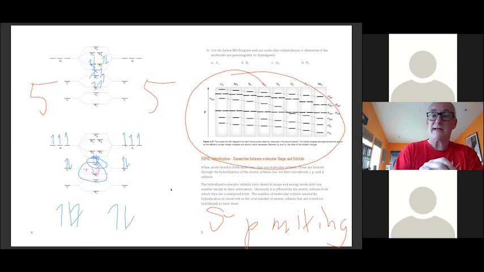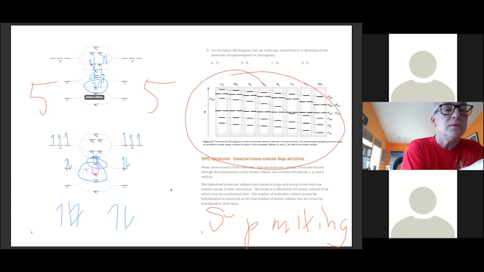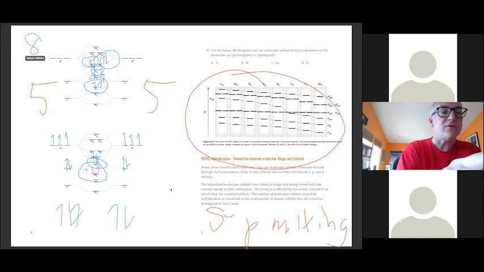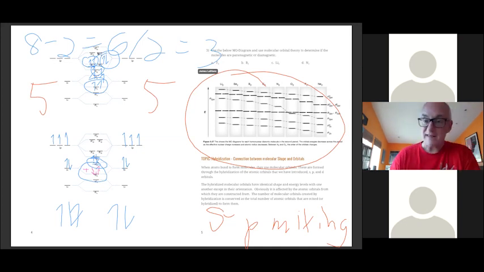So when we look at the bond order, I've got 2, 4, 6, 8 in bonding orbitals, and I've only got 2 in non-bonding orbitals. So if I divide that by 2, I get a bond order of 3. And that's what you see with nitrogen, right? You have nitrogen, triple bond, nitrogen.